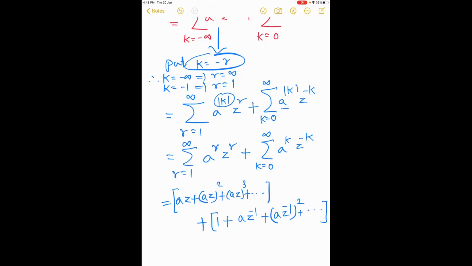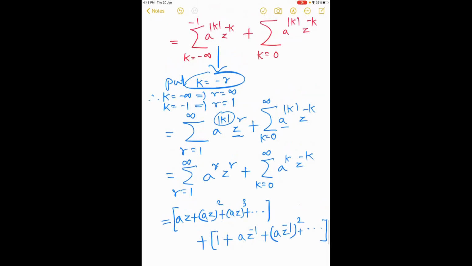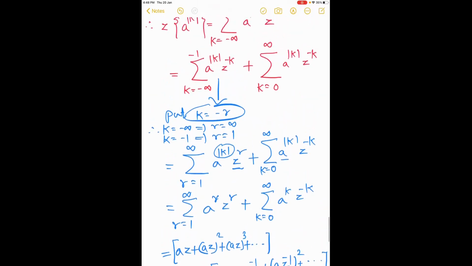Following? Madam, excuse me, in the last second term, summation of a to the power r and z to the power r? That already we have written, z raised to r. And we are putting k is equal to minus r, no? K is equal to minus r we are putting, but under the modulus sign minus r means same r. So we are getting a to the power r. So a raised to r only.